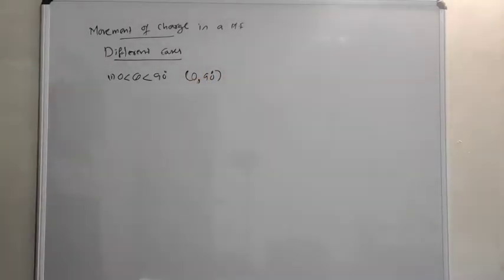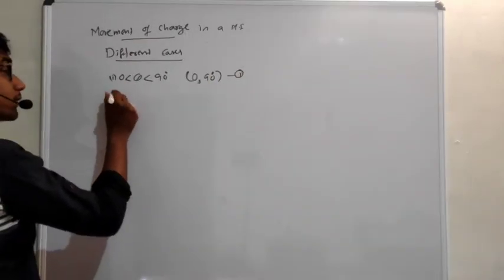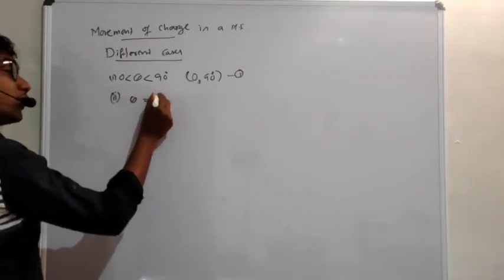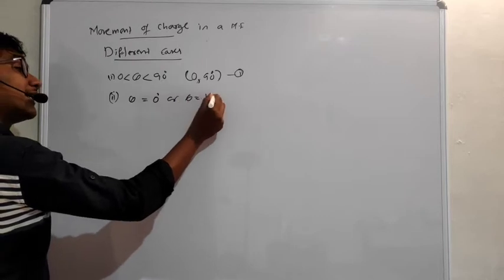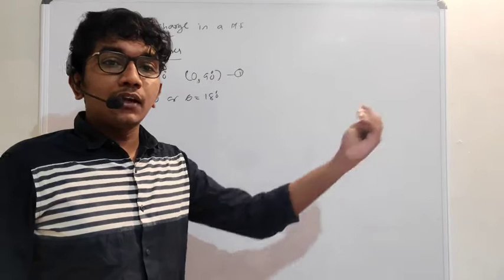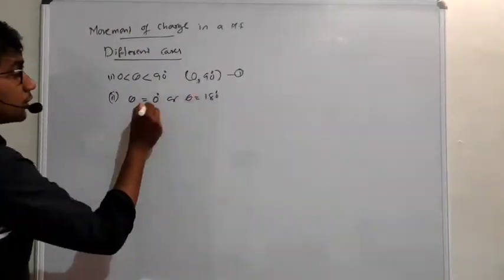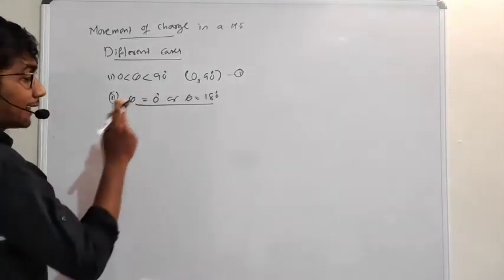So in this case, what will happen? That we will discuss. Second one, if theta is equal to 0 degrees or theta is equal to 180 degrees, which means the charge moves parallel or anti-parallel to the magnetic field. In this case, what will happen? That we will discuss.